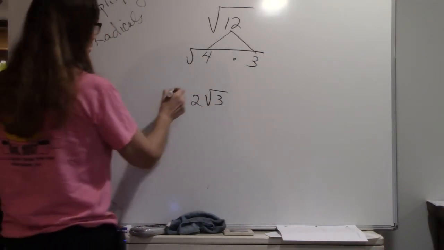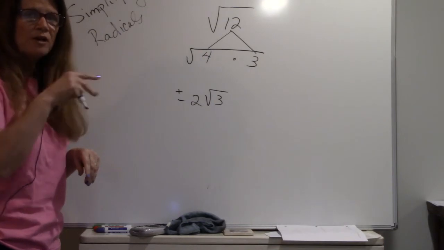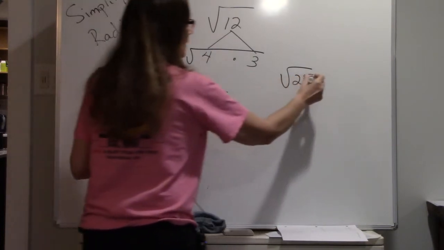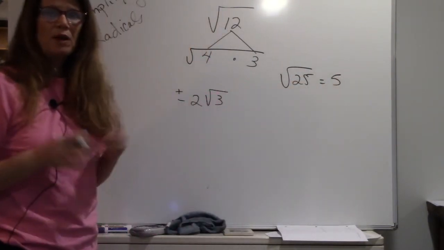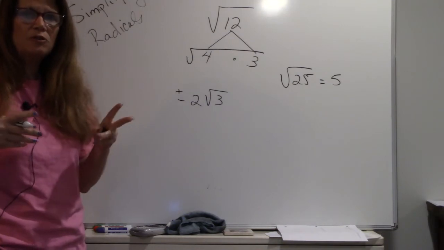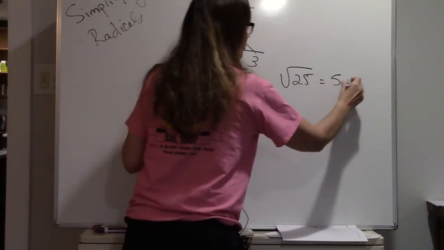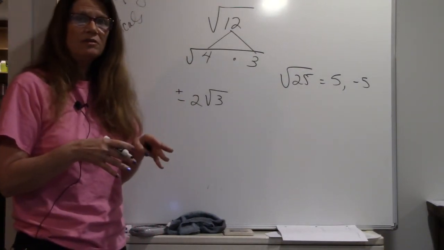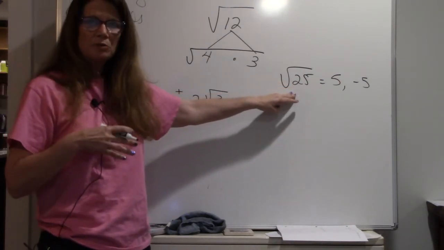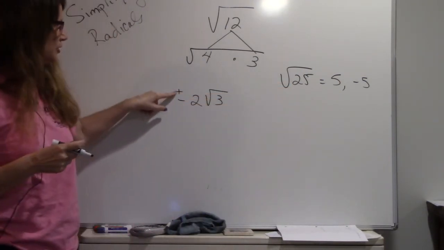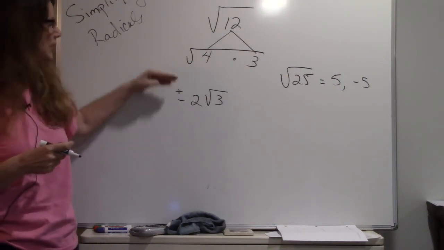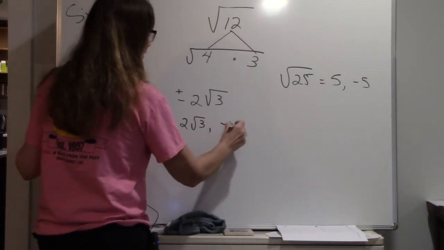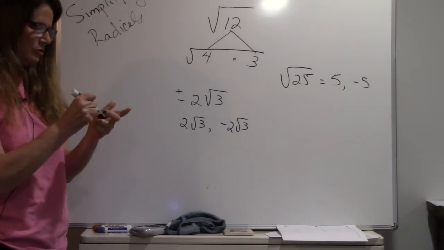Okay, now remember, all of these, you have two answers. You have a positive version and a negative version. Here's the reason. If I took the square root of 25, my answer could be 5, right? 5 times 5 is 25. I've used the 5 twice. I'm good to go. But I could also use negative 5. Negative 5 times negative 5 is also 25. So whenever you take a square root, you get two answers, a positive version and a negative version. And that's what this symbol means. I have two answers. I have the positive 2 square root of 3, and I have a negative 2 square root of 3. So always two answers.